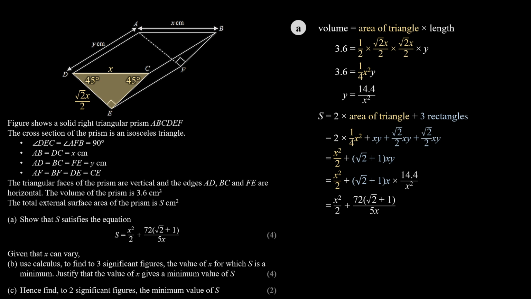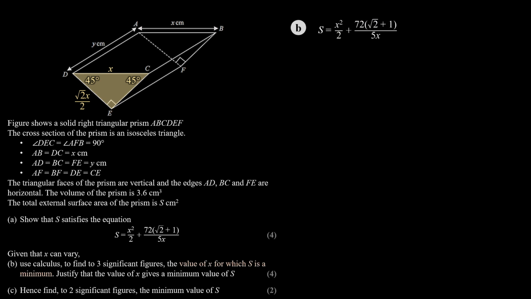In part B, we need to find the value of x that minimizes S. First, we differentiate S with respect to x. The derivative of x squared over 2 is x, and the derivative of the remaining term is negative 72 times (root 2 plus 1) divided by 5x squared.